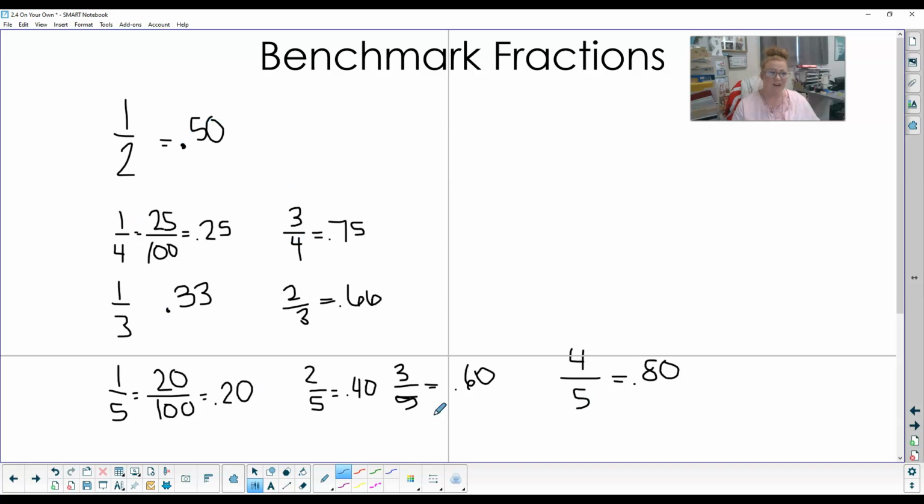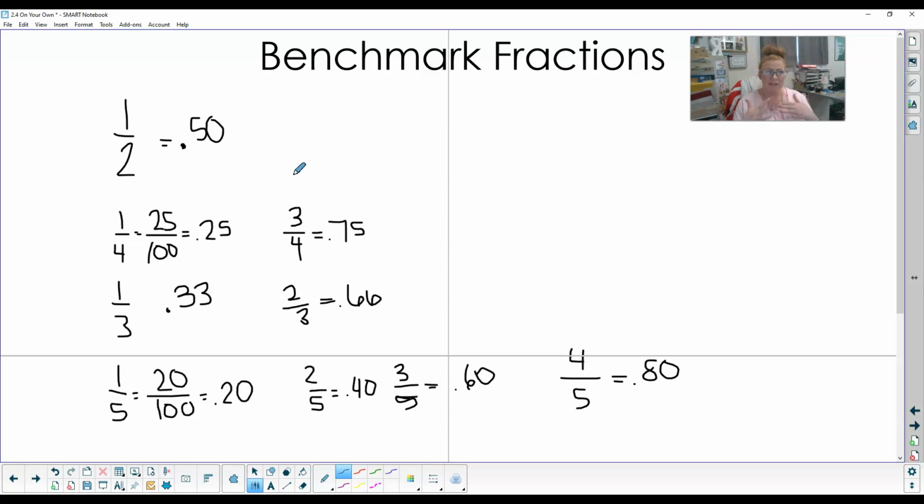So those are just some very common benchmark fractions that I have just learned that make my math a lot quicker. When I see those, I know exactly how much that is as a decimal, because it's very easy to compare decimals and say, oh yeah, 80 is bigger than 60. Oh, 66 is bigger than 60. Oh, 75 is bigger than 33. But 80 is bigger than 75. Super easy when they're decimals to look at them and say, oh, I know this one's bigger, this one's smaller.